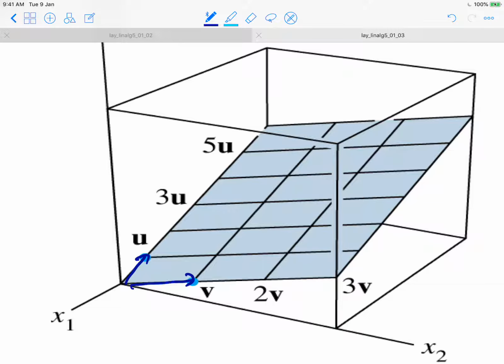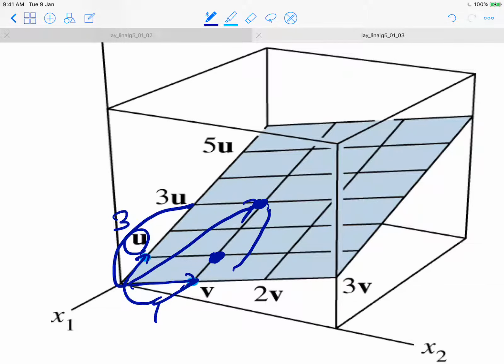Okay, so for example, for this point, what is the corresponding linear combination coefficient? It will be 1 and 1. What about over here? It is like 3 times u and 1 times v, right? So this vector.